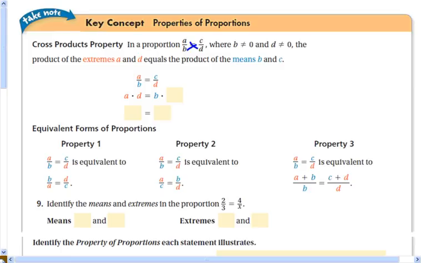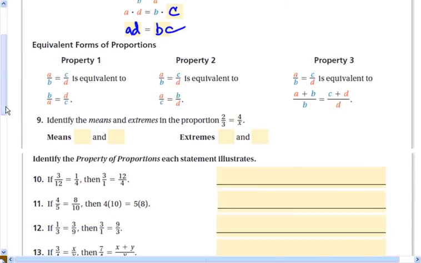And some new terms, A and D are known as the extremes, and B and C are known as the means in that proportion. And those terms you'll better understand by the end of this chapter. Anyway, so AD equals BC. And there are some equivalent forms. We can rearrange those proportions in a couple different ways, and they'll still be equal.